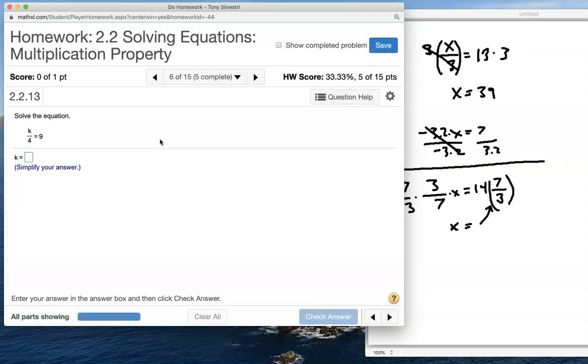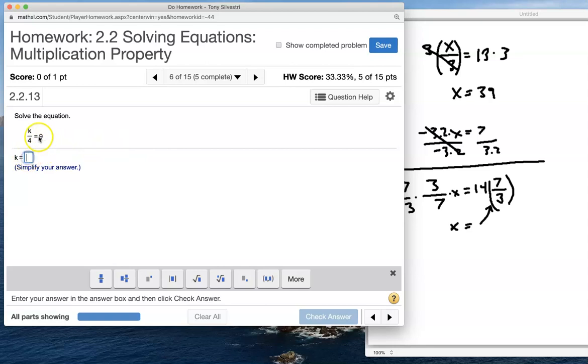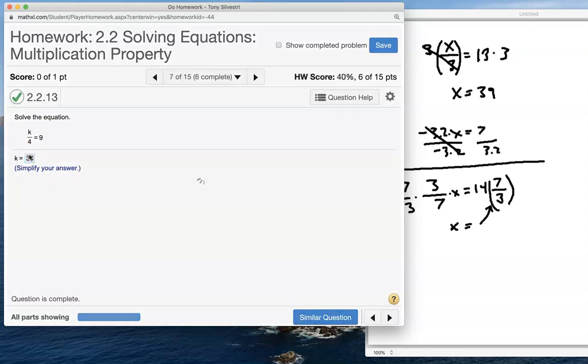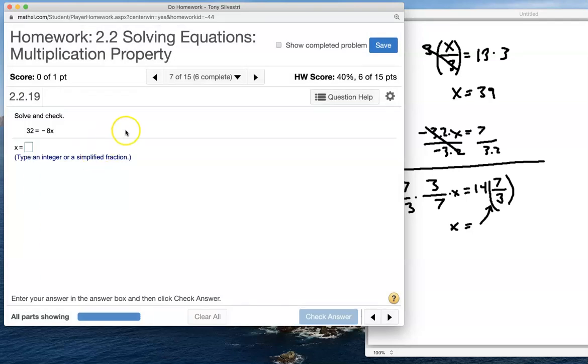Fantastic. What would you do here? K divided by 4. I don't want divided by 4. Multiply both sides by 4, the 4's would cancel. Gives you a 36. Great job. All right, I'll let you do that one.